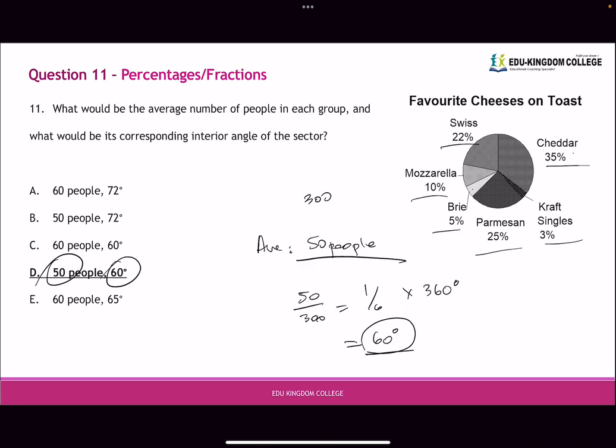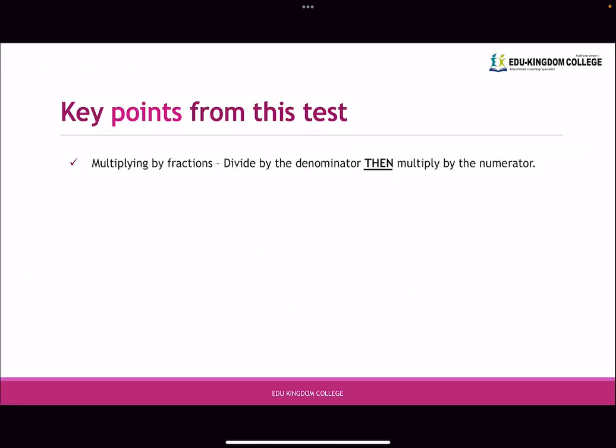So that brings us to an end for today's solutions video. Again, our only overview is multiplying by fractions: divide by the denominator first, and then multiply it by the numerator.